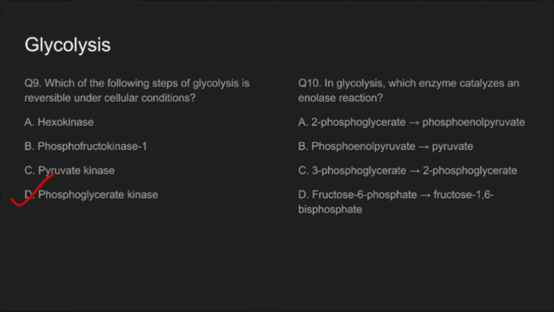Okay, now question number 10. In glycolysis, which enzyme catalyzes an enolase reaction? Options are A, conversion of 2-phosphoglycerate to phosphoenolpyruvate, B, conversion of phosphoenolpyruvate to pyruvate, C, conversion of 3-phosphoglycerate to 2-phosphoglycerate, D, conversion of fructose 6-phosphate to fructose 1,6-bisphosphate. So the correct answer for this question is option A, conversion of 2-phosphoglycerate to phosphoenolpyruvate.